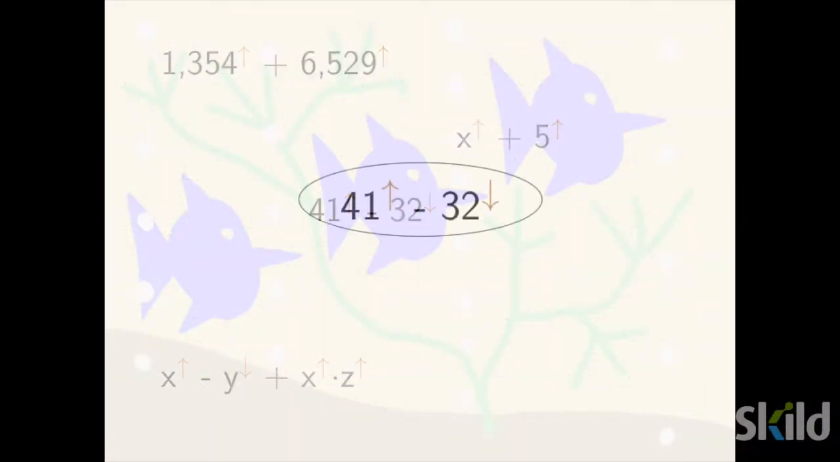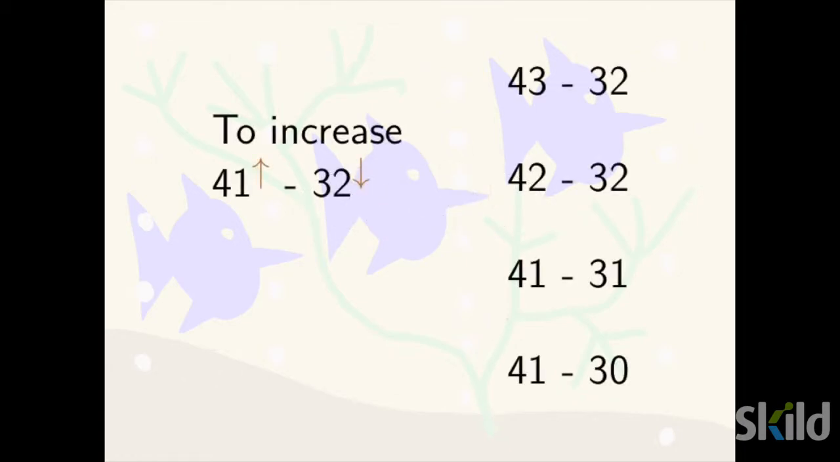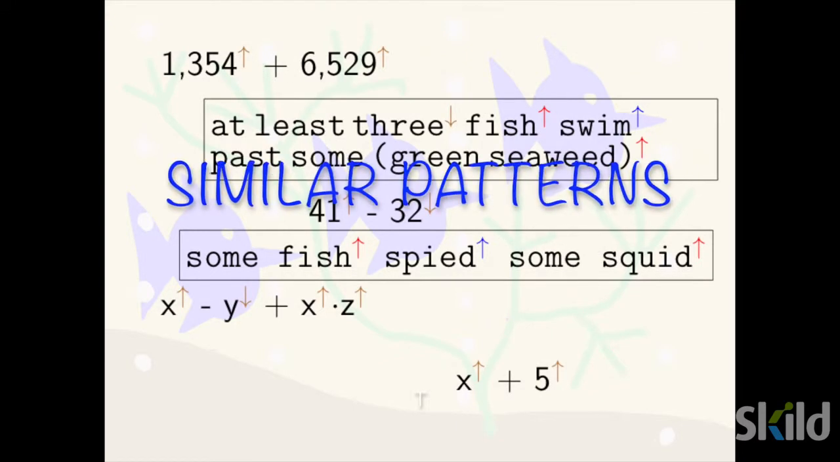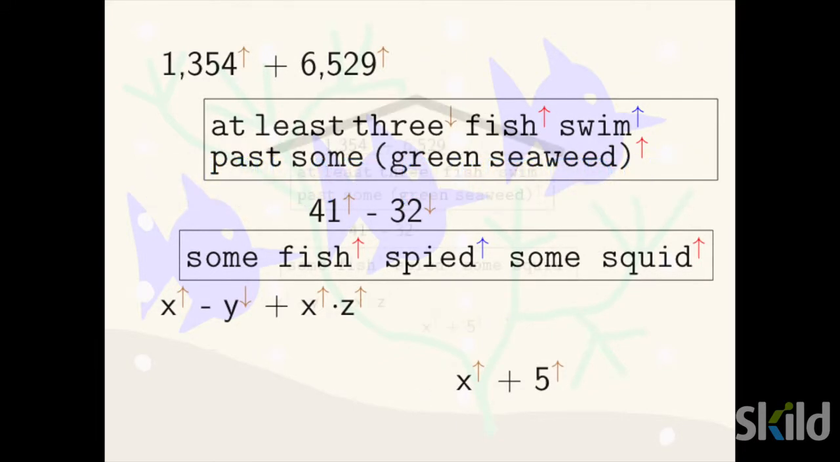Let's look for a second at 41 minus 32. The arrows tell us that to make 41 minus 32 bigger, we can either move 41 up or 32 down. Let's put numbers and language together.